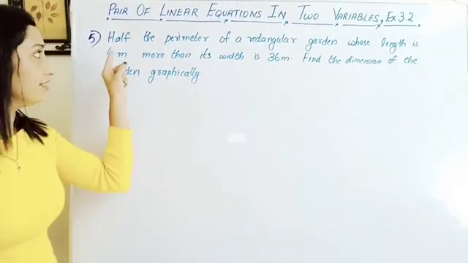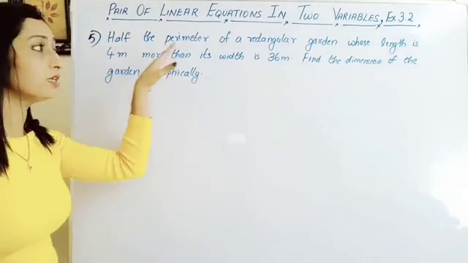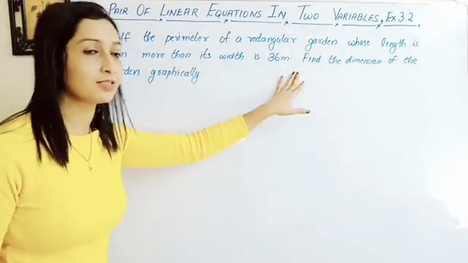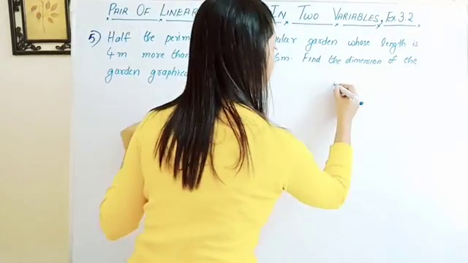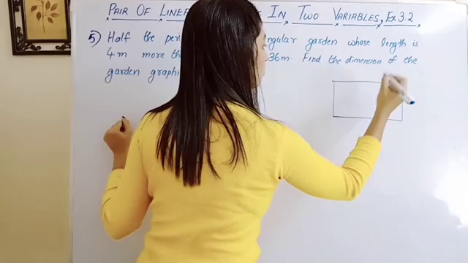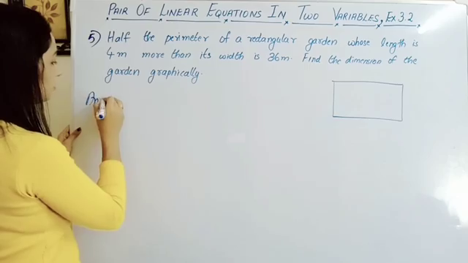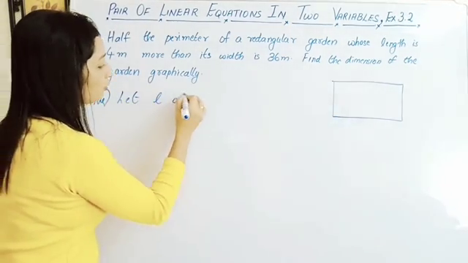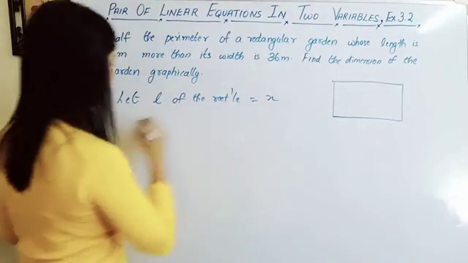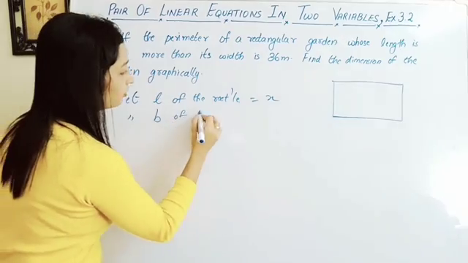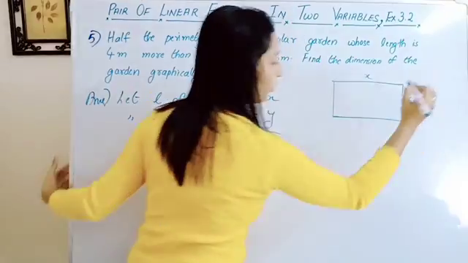So this is our fifth question: half the perimeter of a rectangular garden whose length is 4 meter more than its width is 36 meter. Find the dimensions of the garden graphically. So first let us draw a rectangular garden here whose length and breadth we are taking as two different variables. So answer: let the length of the rectangle be x and let the breadth of the rectangle be y. So I am taking the length as x and breadth as y.